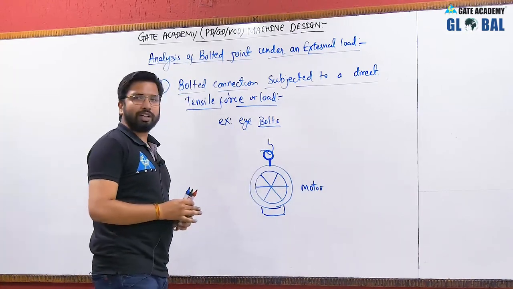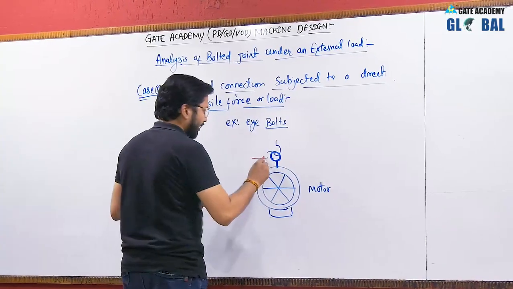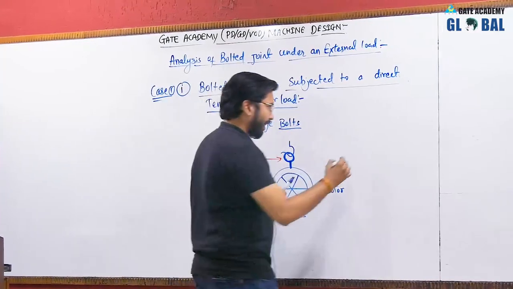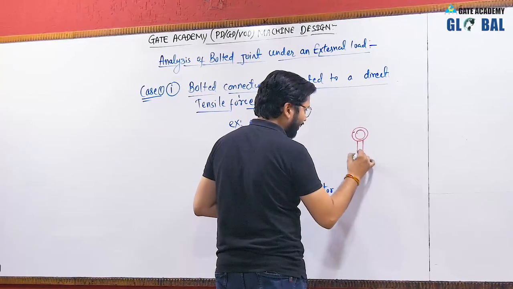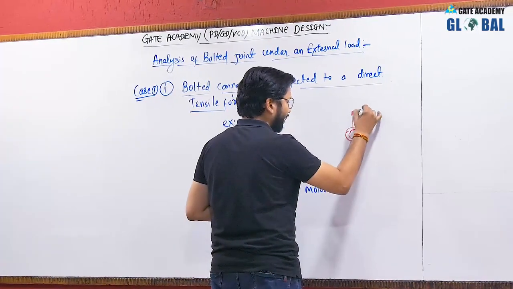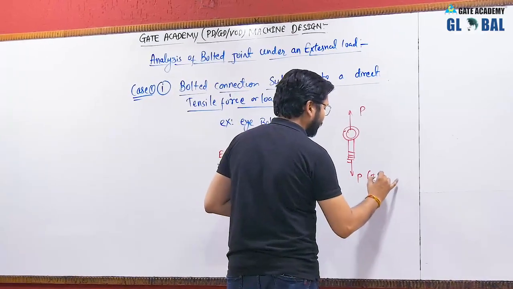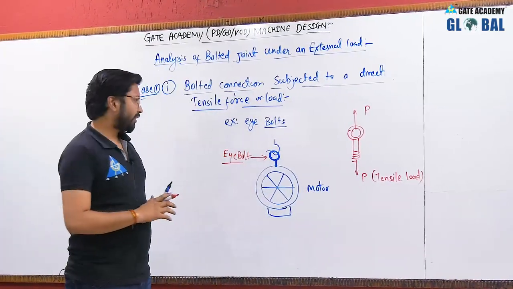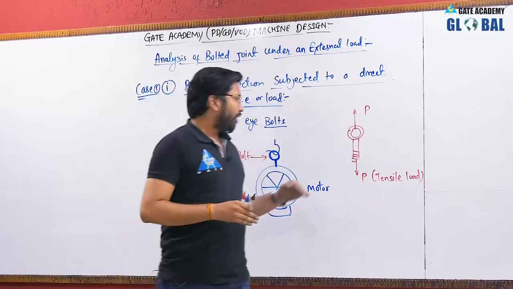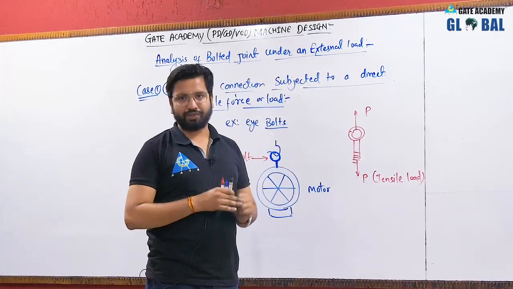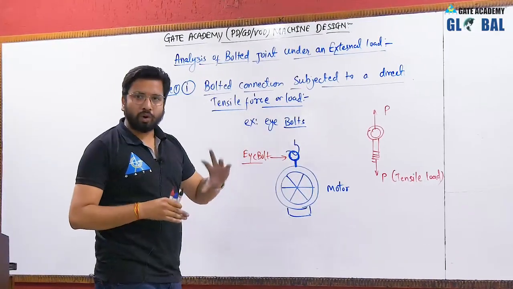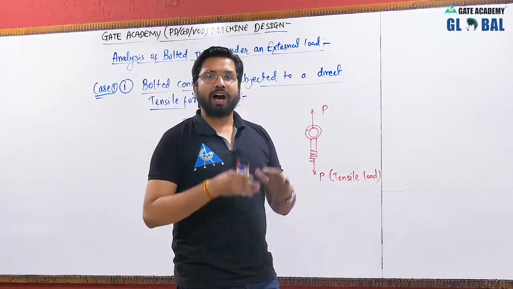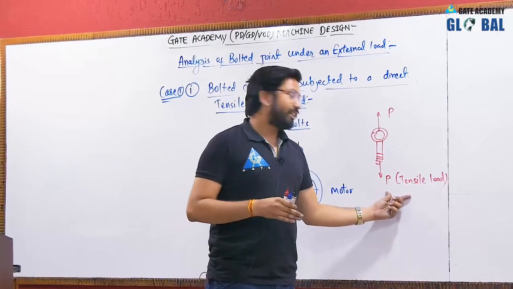Now during lifting the motor, this eye bolt will feel an axial tension. Let us say P is the tensile force or tensile load acting on the eye bolt. Now if I ask you which portion is subjected to the highest value of stresses, the answer is the core area, that is the minimum area in the bolt or screw, which will be subjected to the highest stress when it is subjected to a tensile load.